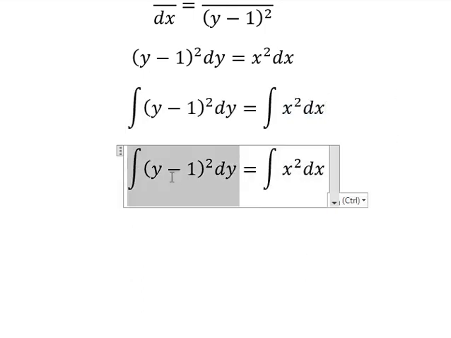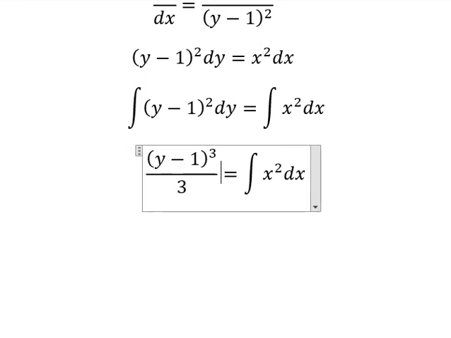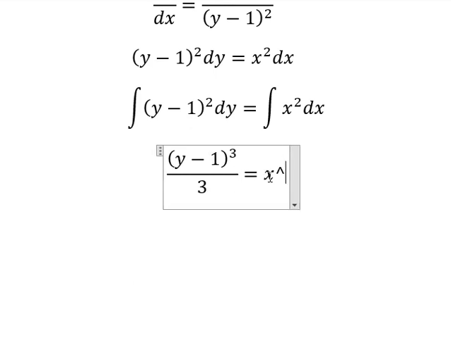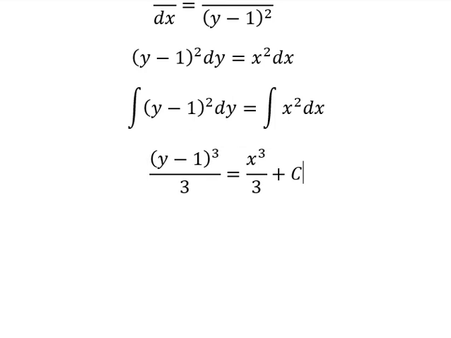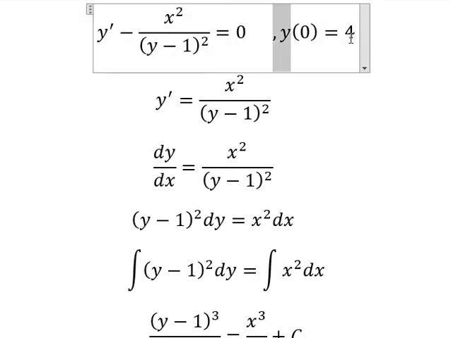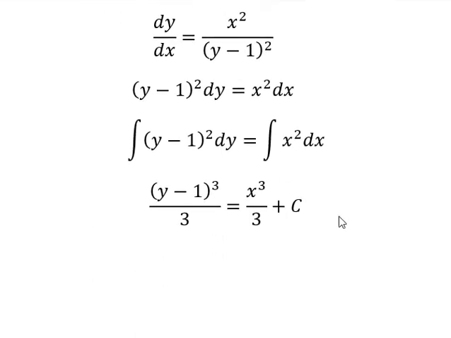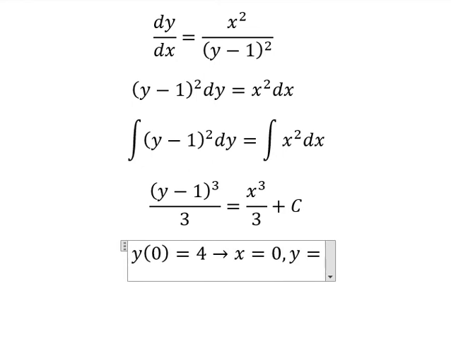So the integration of this one, we have y minus 1 to the power of 3 over 3. This one we have s to the power of 3 over 3, and I will put plus c. About this one we have conditions. So that means when s equals 0, y equals 4.